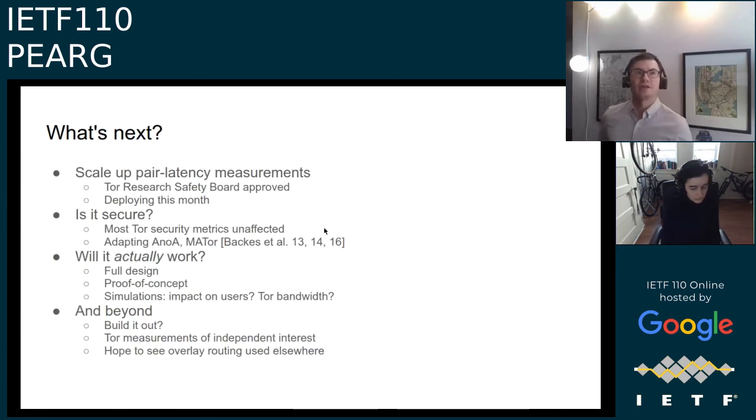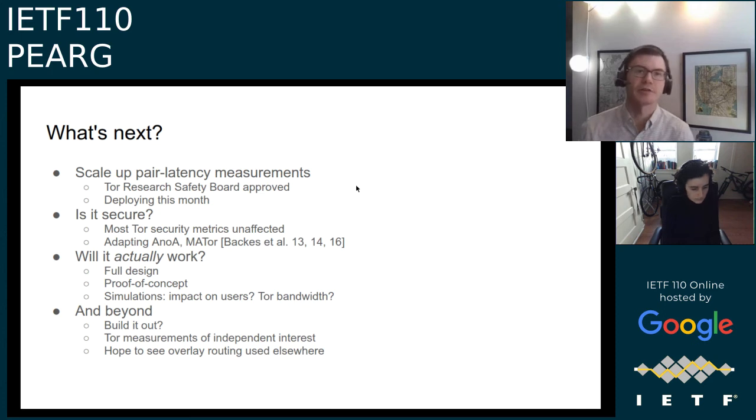So this data is all from 2015. It's a little out of date, and it's pretty small scale. So we really want to scale up measurements of pairwise latencies in the Tor network. We've been in communication with the Tor Research Safety Board. We have their permission to do this experiment.